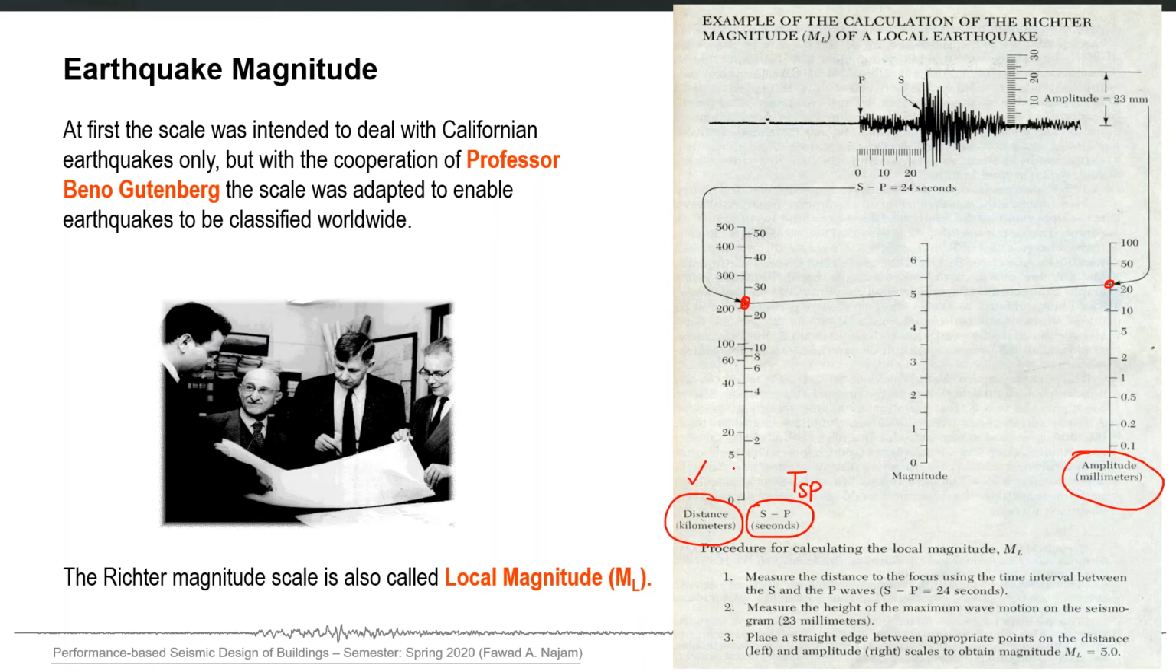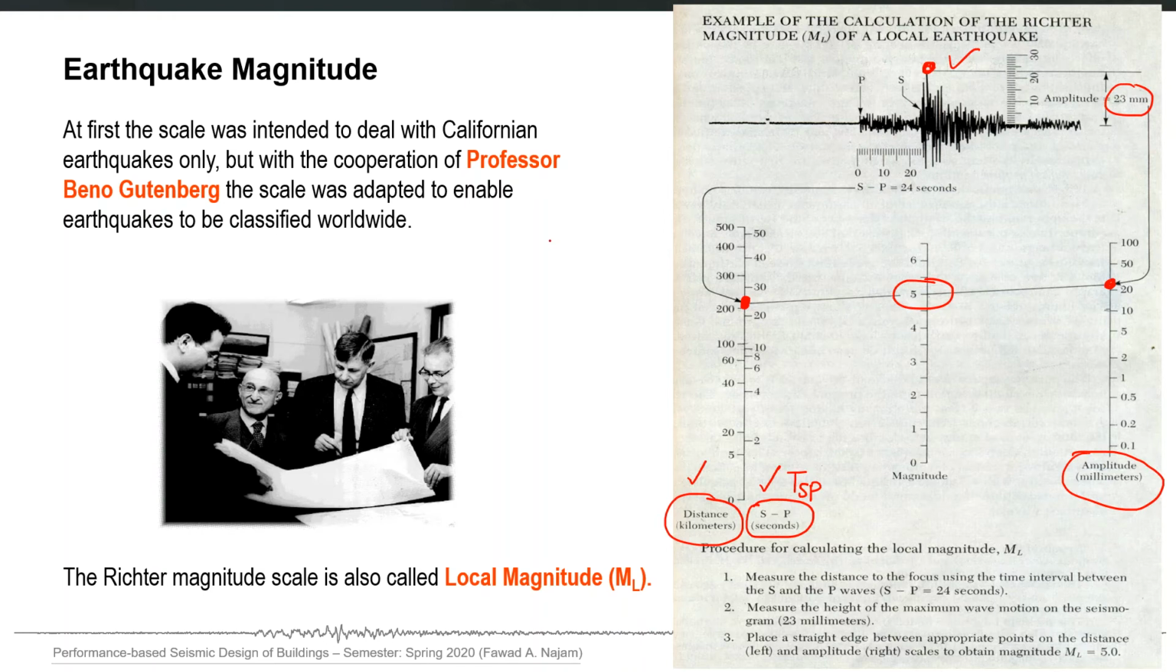If you have distance, you can go to the left of that line, and if you have a TSP, go to the right side. So you need to have any one of these two, and the peak amplitude, this number recorded, let's say it is 23 millimeter. So just join 23 with T minus S, which is, say, 20 or maybe 25 seconds. So you can go to this point, 25 seconds can be joined by 23 millimeter, and you will get this magnitude 5 or maybe 5.5, that magnitude.